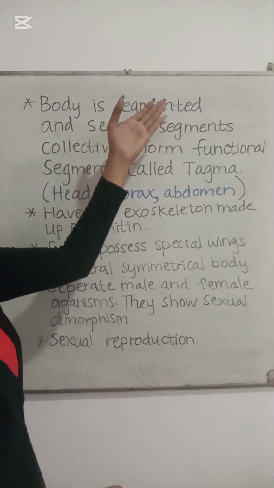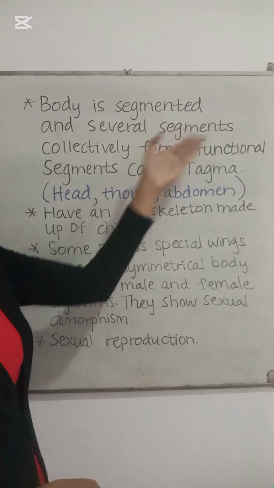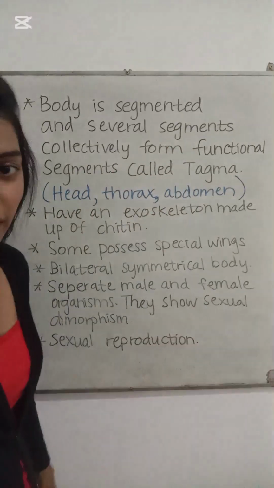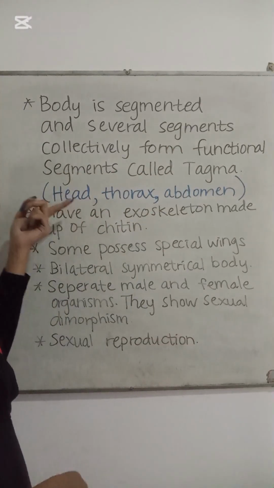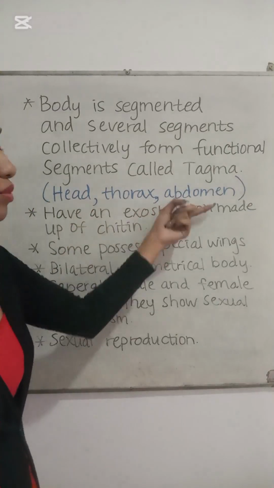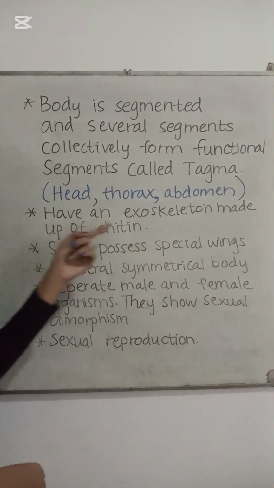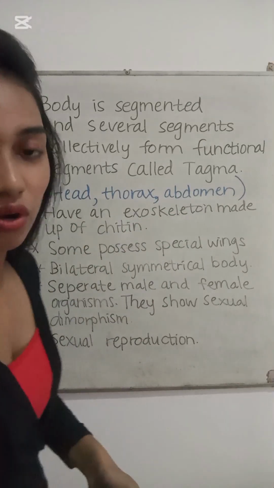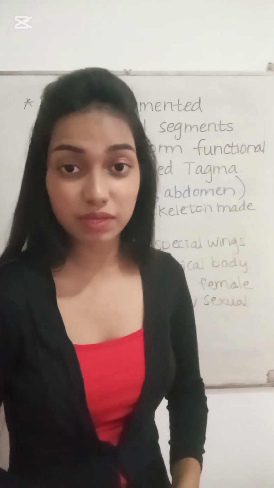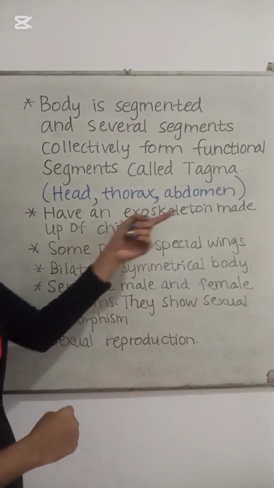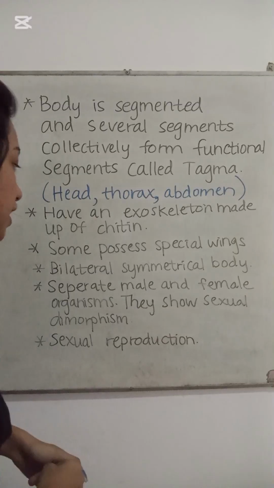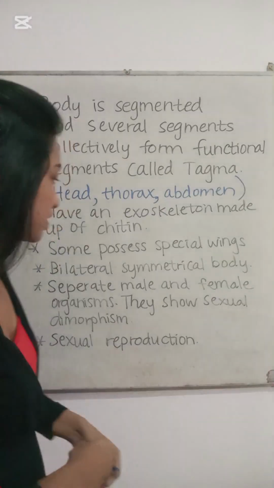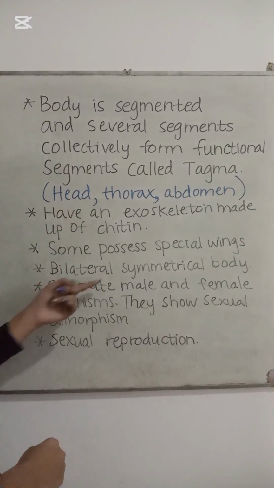Arthropoda have a segmented body, and several segments collectively form functional segments called tagma, right? So their segments are named head, thorax and abdomen, right? They have an exoskeleton made up of chitin. Think about the cockroach. Cockroach has an exoskeleton, that means external skeleton, and that skeleton is made up of chitin. And some possess special wings. In cockroach, they have special wings. Only some, right?